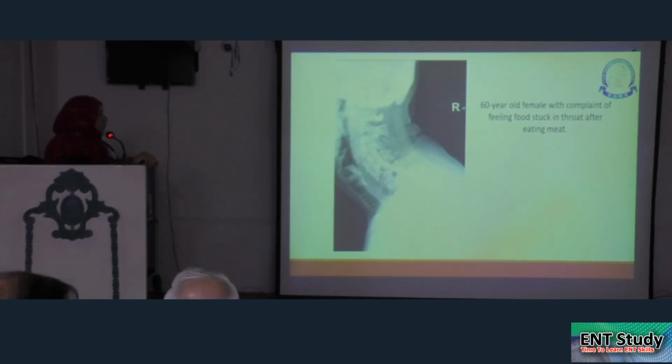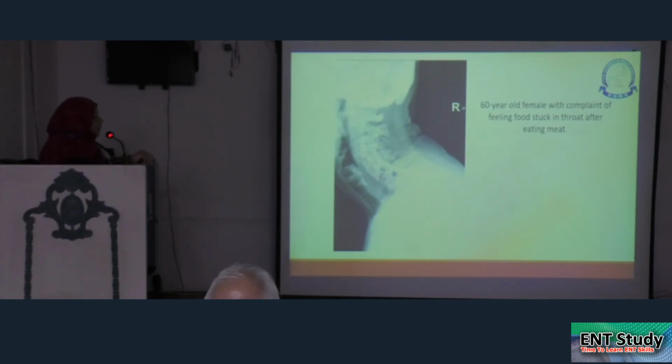This is an X-ray of a 60-year-old female who complained of feeling food stuck in the throat after eating meat. On X-ray we see a mild soft tissue thickening in the prevertebral region at the level of C6, C7, and a suspicious rounded soft tissue density beyond which there is a column of air, which is also dilated in the esophagus. So this raises the possibility of an impacted meat bolus, and this patient underwent endoscopy, which showed a meat bolus that was removed.